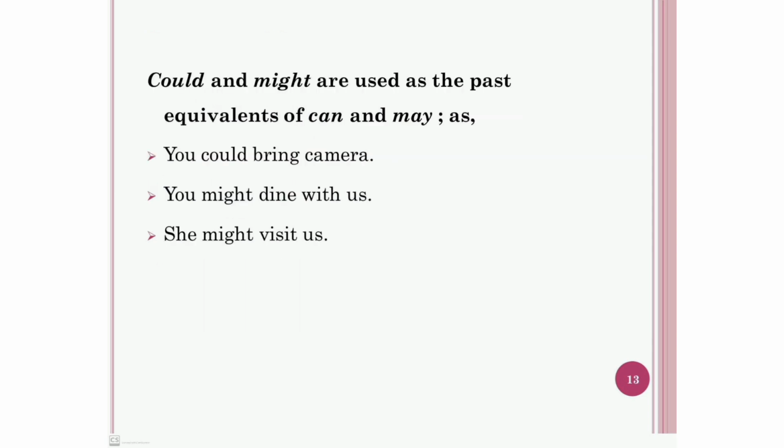Could and might are used as the past equivalents of can and may, as you could bring the camera, you might dine with us, she might visit us.